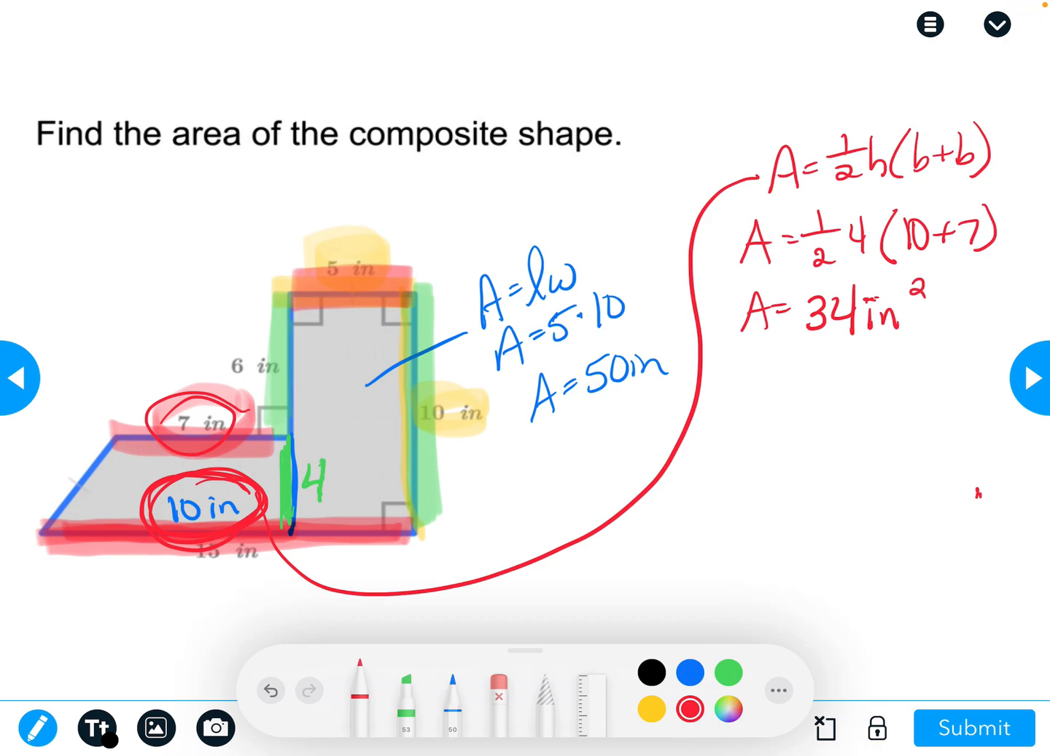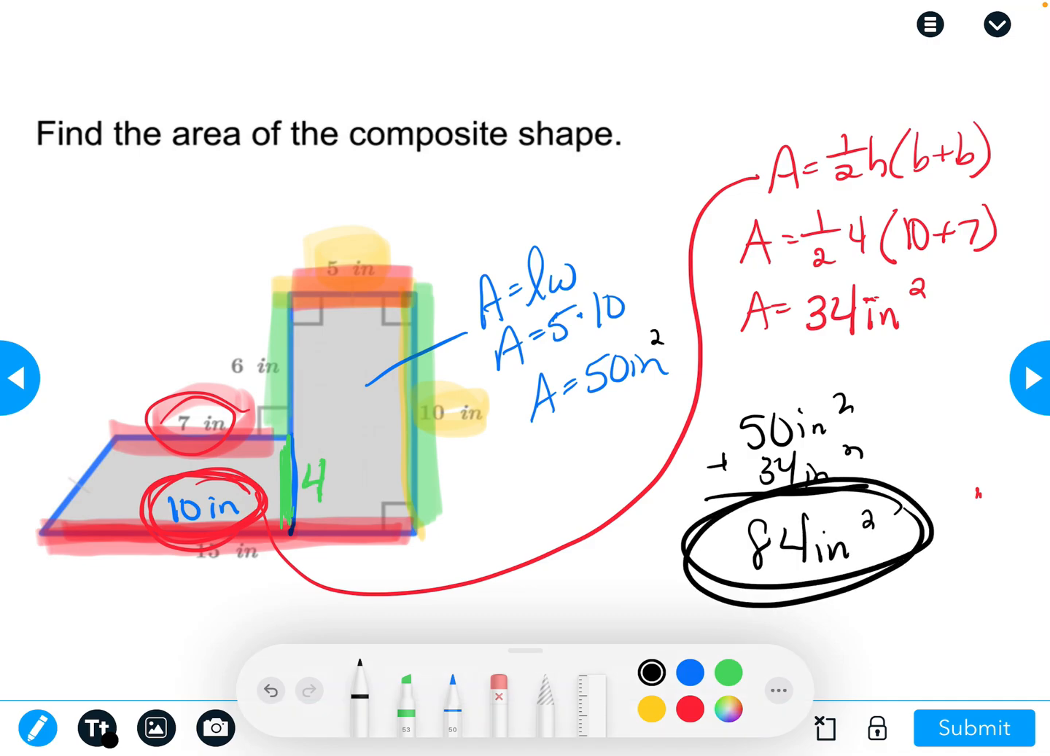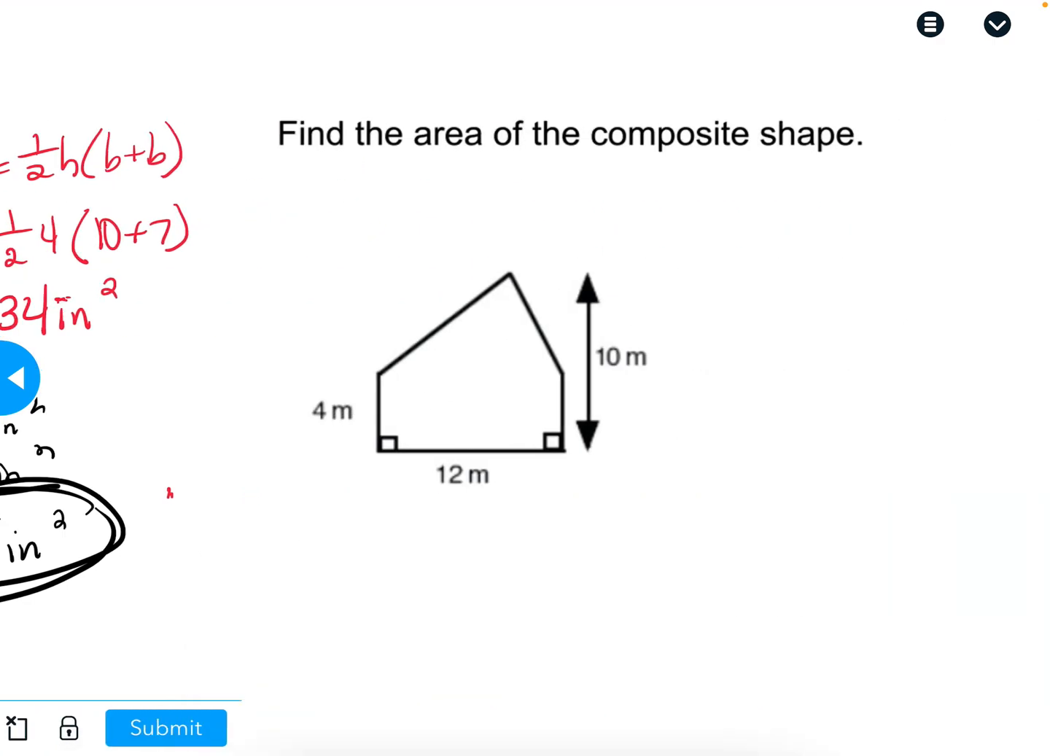We did all that work to find the missing side and then didn't use it. All right, the total area, we're going to add those two together. So 50 square inches plus the 34 square inches gives us a total area of the composite shape of 84 square inches.